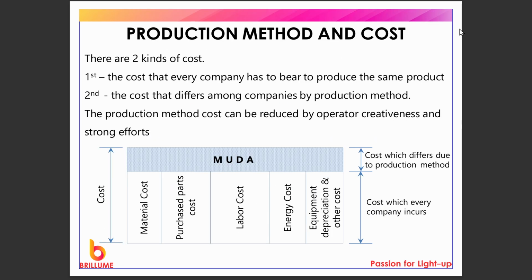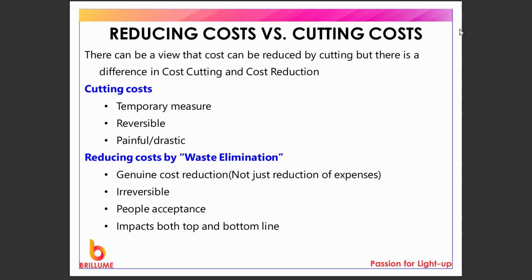Same topic, production method and cost. There are two kinds of cost. First is the cost that every company has to bear to produce the same product, and second is the cost that differs among companies by production method. The production method cost can be reduced by operator creativity and strong efforts. So first will be the material cost, purchased cost, labor cost, energy cost, equipment depreciation and other costs. Cost which differs due to the production method, cost which every company incurs.